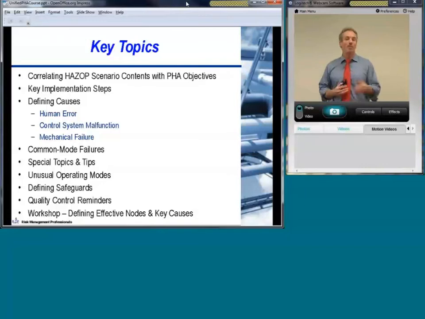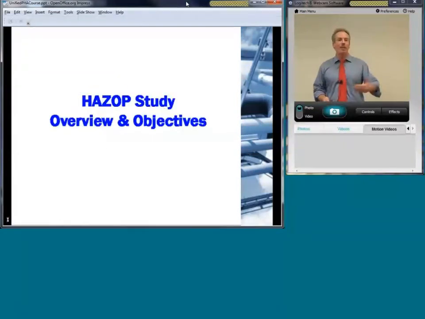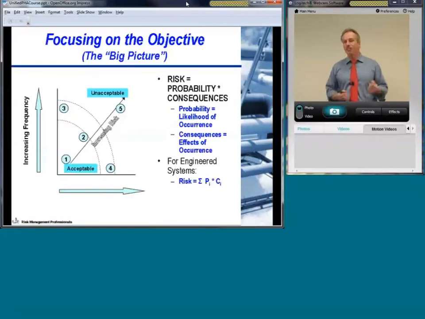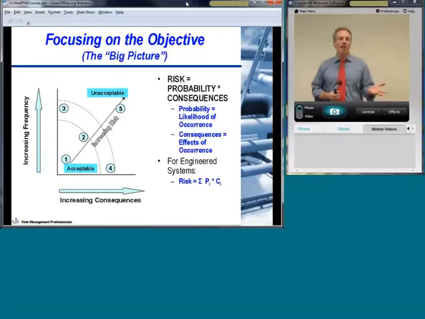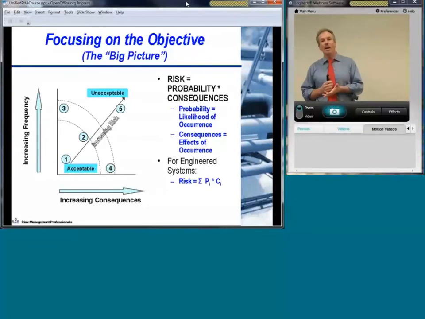Okay, first of all, I'd like to put things in perspective in terms of overviewing the HAZOP study and what the key objectives are. Again, let's look at the big picture. There's a variety of things that can go wrong at your plant site. Some are going to be high consequence, low probability, and of course not very important because even if it's catastrophic, it may be nearly incredible. Other things can be high probability or very frequently occurring, but very low consequence. Things like operational upsets may also not be all that important to look at.